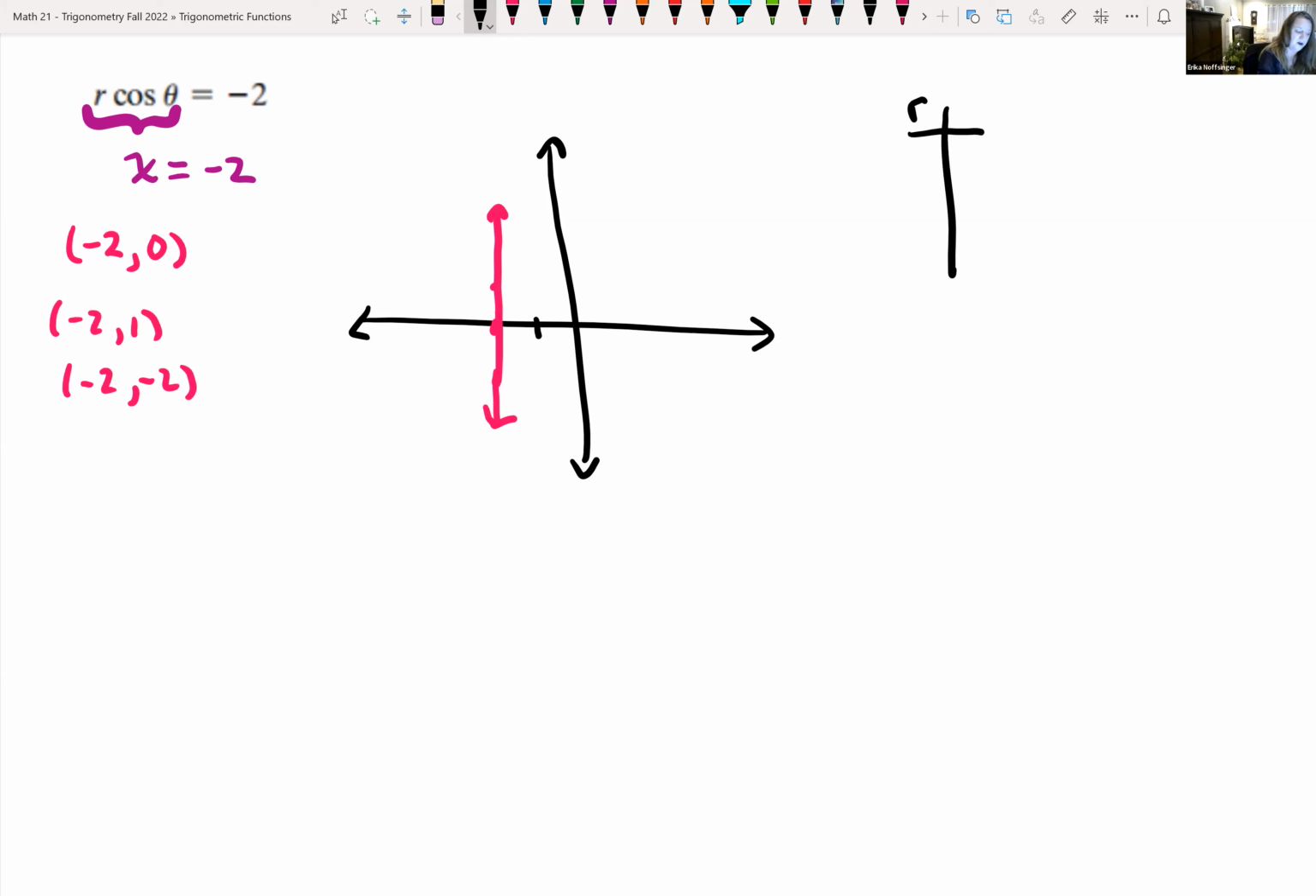So let's solve for r here. We could do that by dividing both sides by cosine theta. We get r is equal to -2 divided by cosine theta. Let's choose some values here that we know for theta. I know that at 0, cosine of 0 is 1. And so -2/1 is -2.